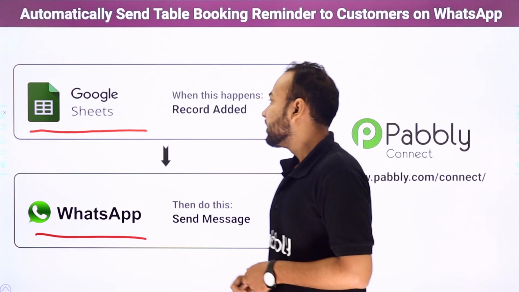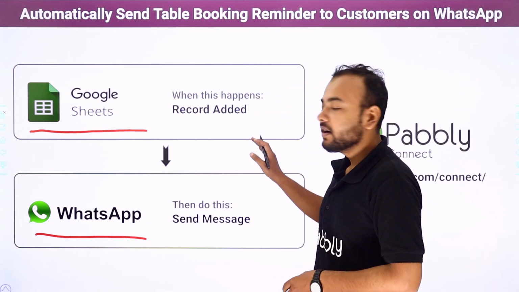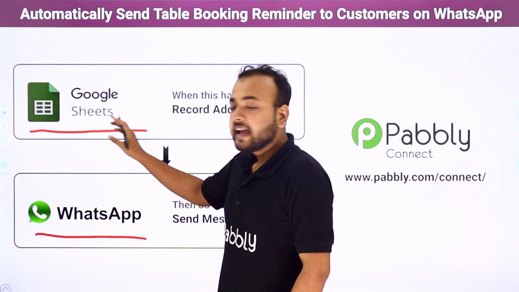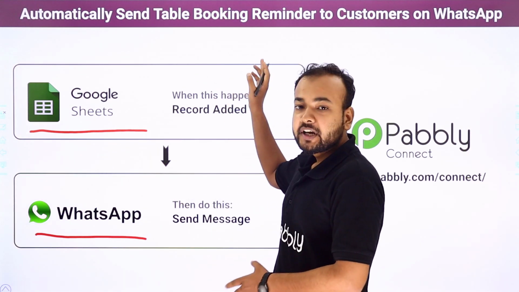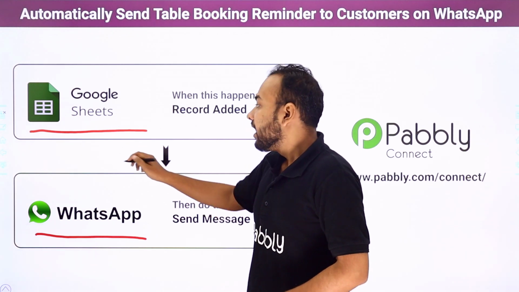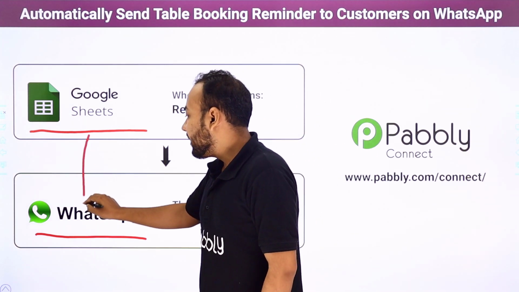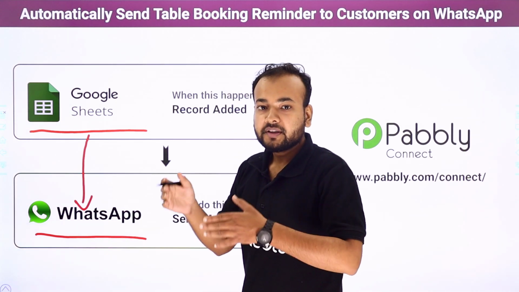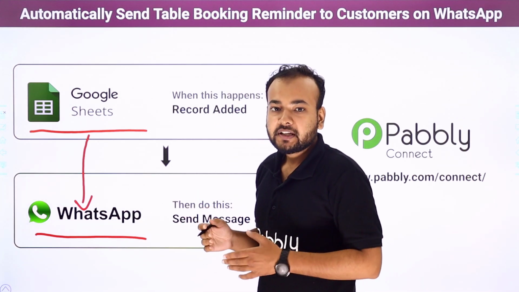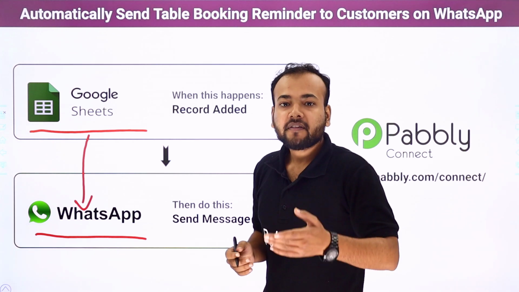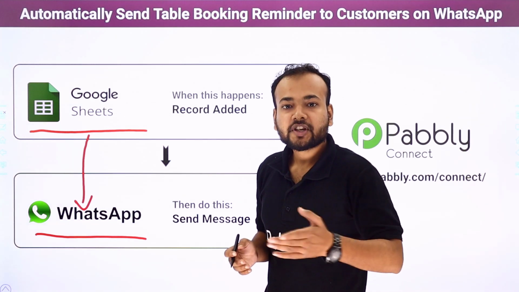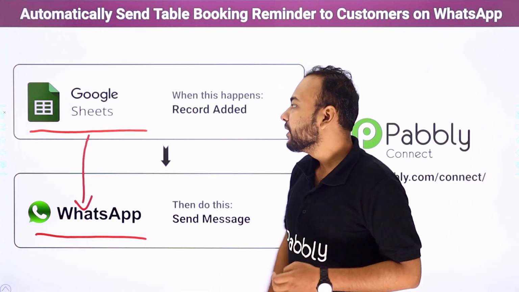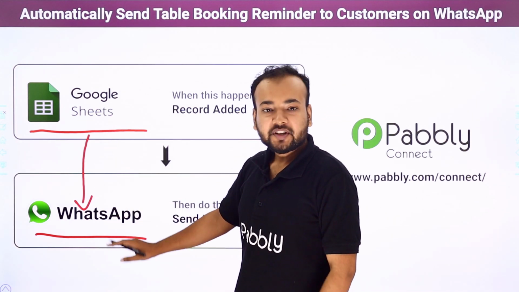What if I tell you that according to the record or data that you have added about your customers in Google Sheets and the table booking details of your customers, a WhatsApp message gets automatically delivered to your customer one day before or on the day of the table booking, reminding them that they have a table booking in your restaurant for such and such purpose. Yes guys, this can be done, and this can happen by connecting Google Sheets with WhatsApp.